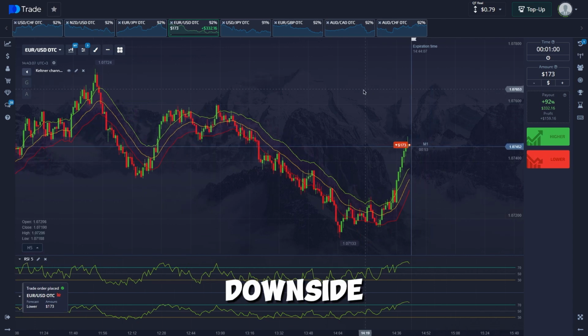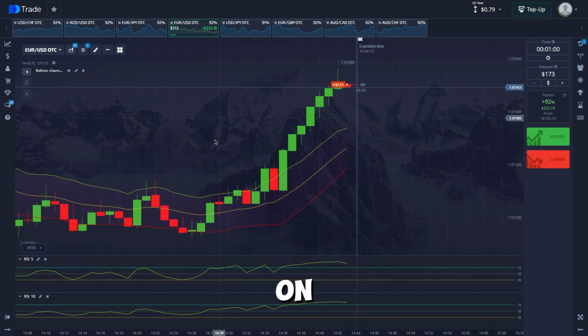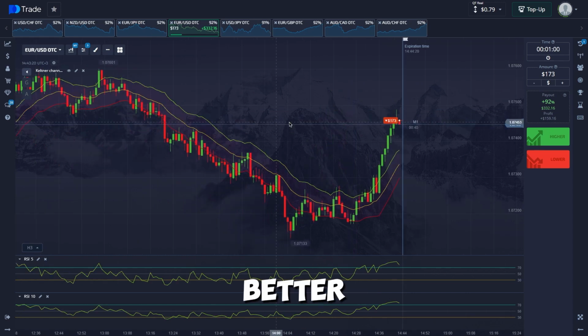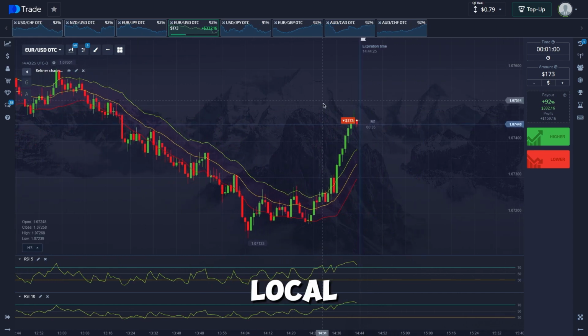Let's try to open a downside deal here. There was already a pretty strong upward trend here. On the penultimate candle, we have a very long shadow from above. And therefore, I concluded that it is better to open a downside deal here. We are once again forming a new local maximum.